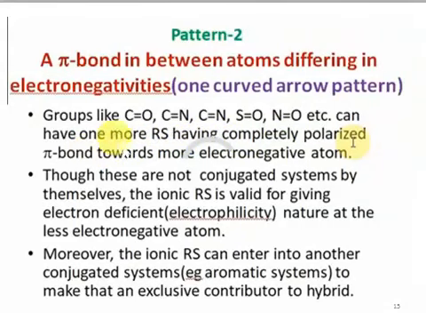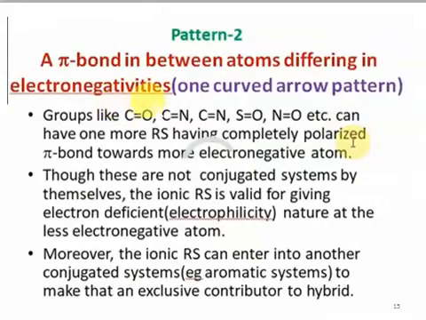And when you have a completely polarized pi bond, ensure that the negative charge is on the more electronegative atom, right? Although they are not a conjugated system, the ionic resonance structure is valid for giving the electron deficiency at the less electronegative atom. So if you draw it this way, what will be the resonance pattern? You have to draw the arrow in such a way that the pi bond is shifted towards the oxygen. If that's shifted towards the oxygen, oxygen will be negative and the carbon will be positive.